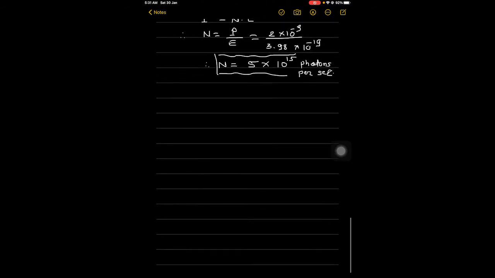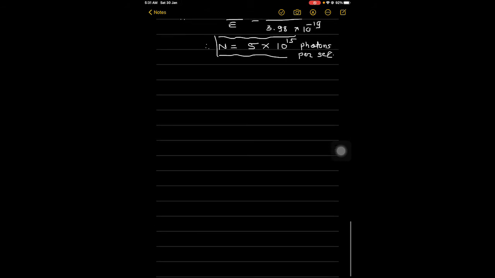Now we will move toward example number 2. Example number 2 is based on Einstein's equation of photoelectric effect. Now let us see what they have given us in question number 2. In this example number 2, we are given that the work function of cesium is 2.14 electron volt. So the work function of cesium is given, that is 2.14 electron volt.